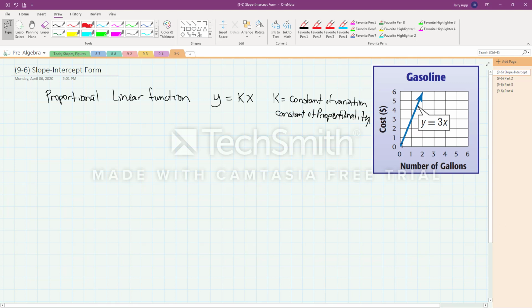Look here. This one goes right through the origin. All proportional linear functions of this form go right through the origin. They just branch out at different angles. Okay, but they all go through the origin. There's a whole host of lines that don't go through the origin. What about those? Those are called non-proportional linear functions.